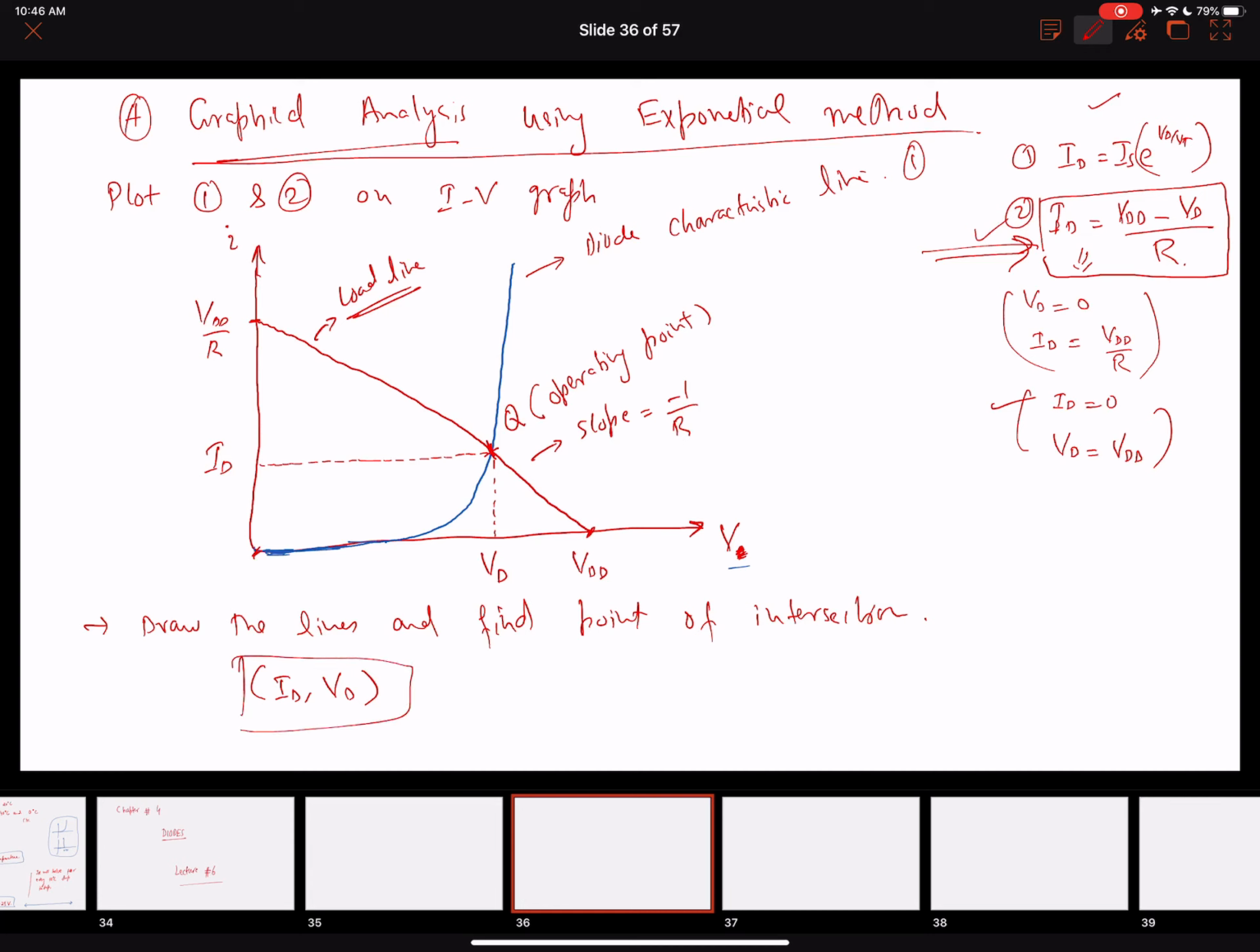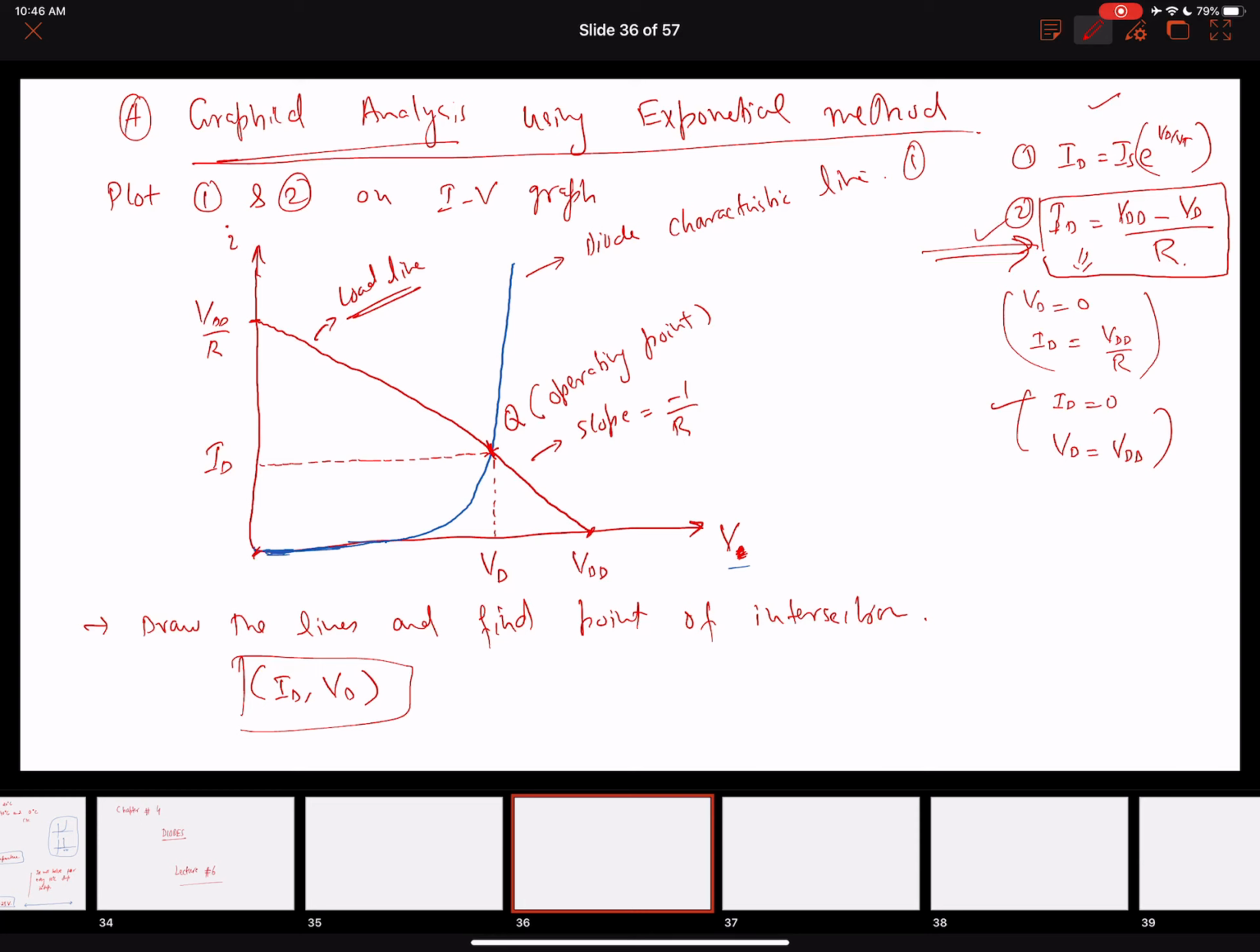Of course, when you are plotting it, if you know the values of VDD, you can easily calculate the exact values of ID and VD. Now we are going to talk about another method, the iterative method, that is more commonly used because it is a numerical method and does not involve making graphs.